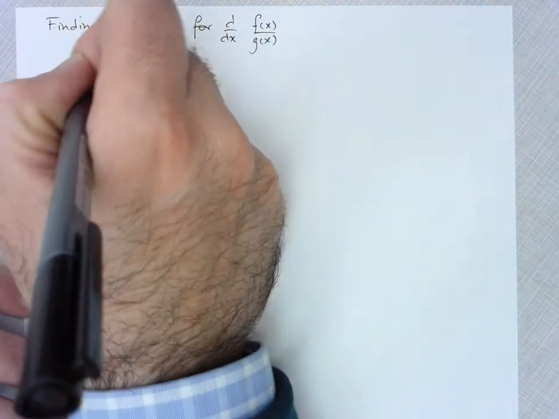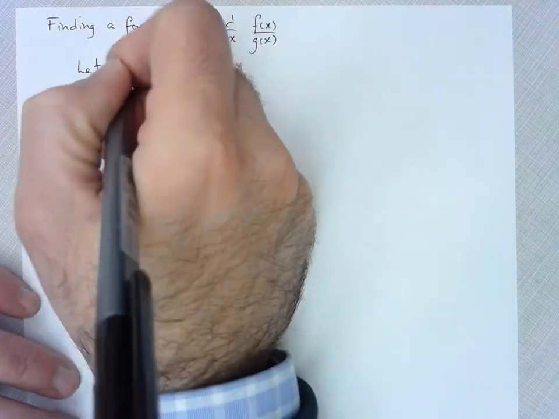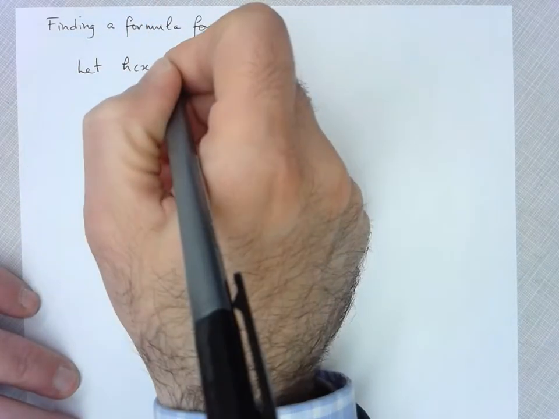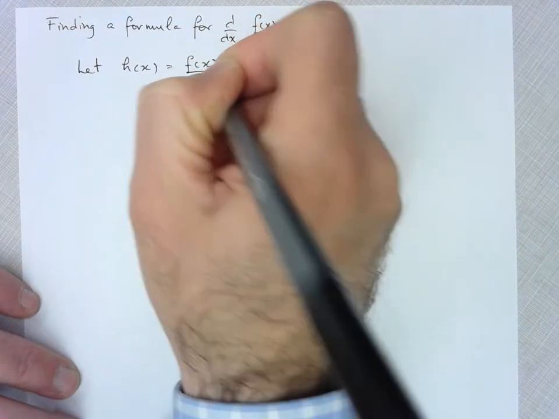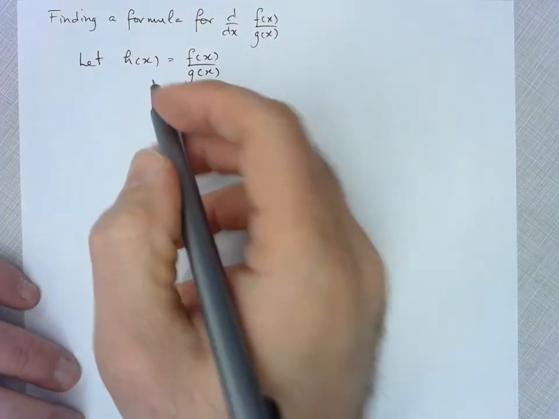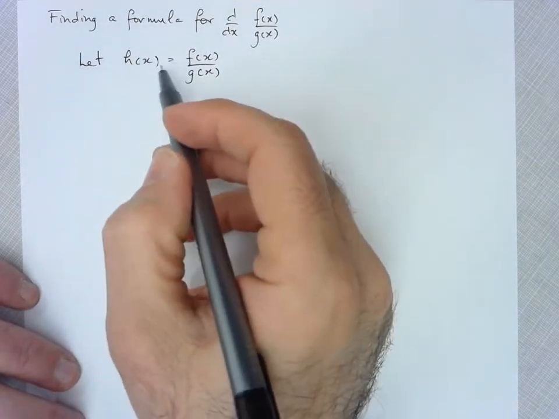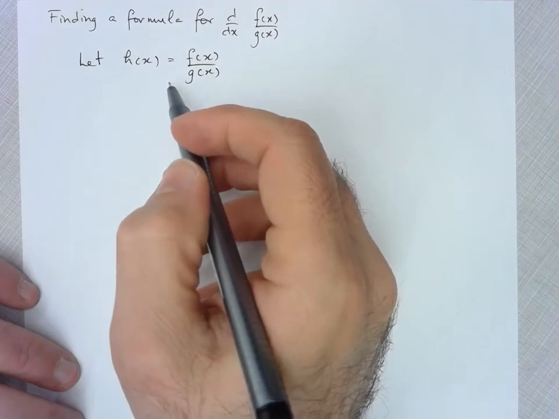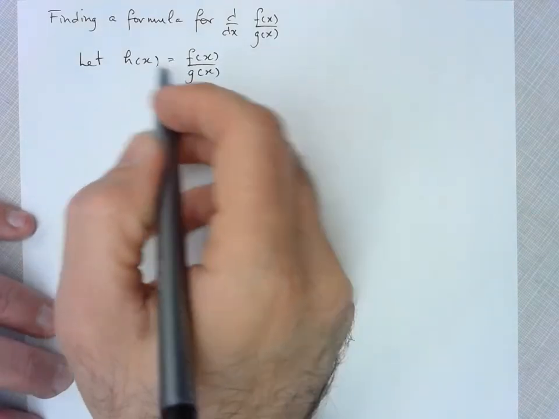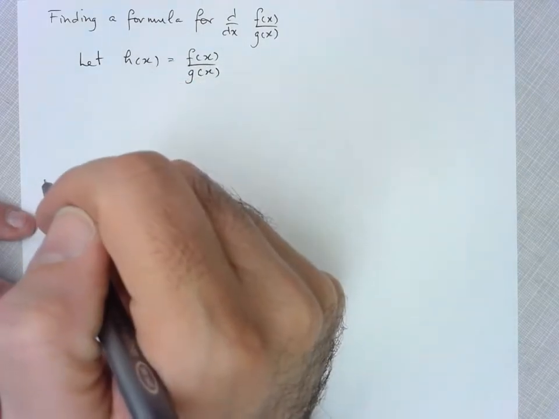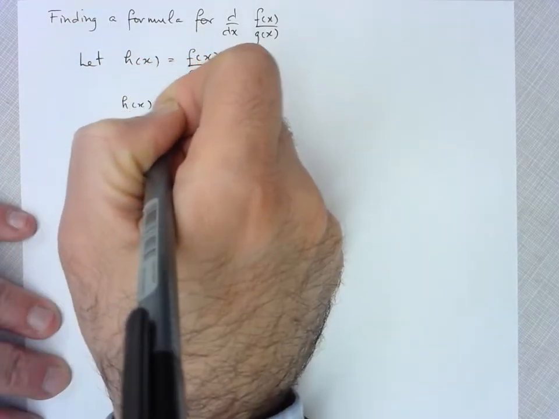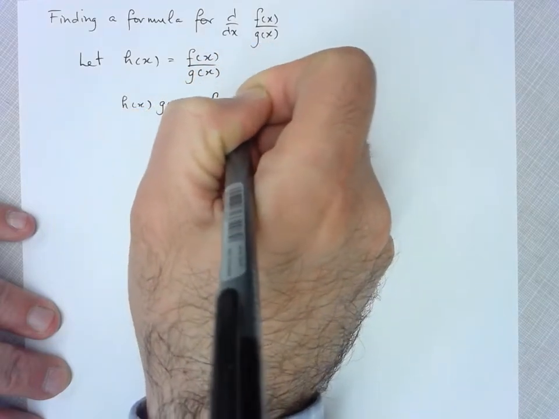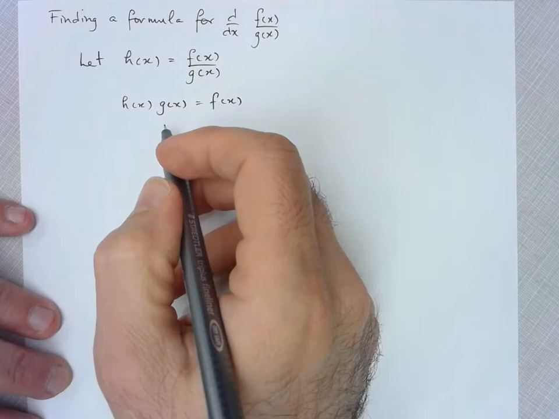So the first thing I'm going to do is define this function and give it a name. I'm going to call h of x the function which is just the quotient of f and g. The reason I do this is because I'm going to take this equation and rewrite it so that it has a multiplication instead of a division. The easiest way to do that is to multiply both sides of the equation by g of x. So I can rearrange this equation as h of x times g of x equals f of x, a perfectly legal algebraic operation.